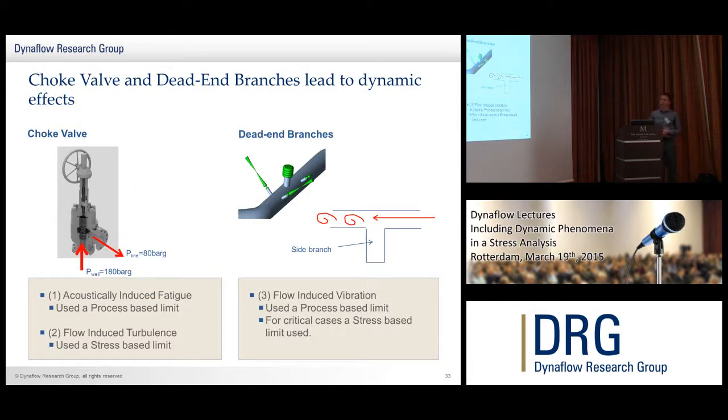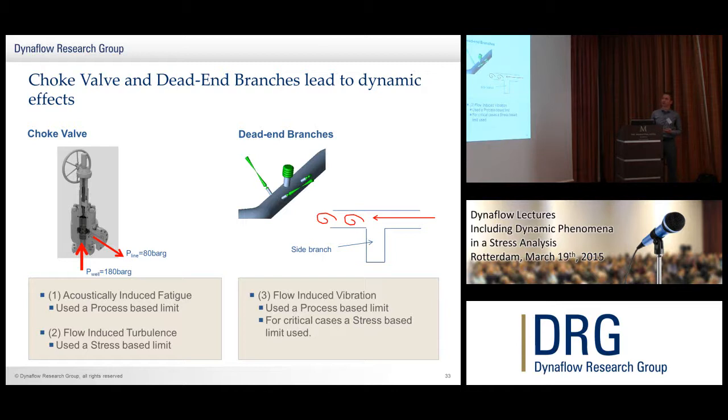Now, the question is, what possible dynamic effects can occur in this line that we need to analyse? Okay? So we're going to look at first the choke valve. This is a schematic picture of a choke valve.